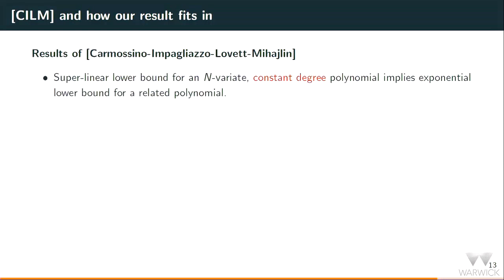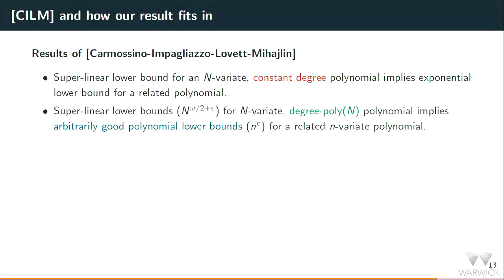the results of CILM. So let me just once more go over the results. This one I had mentioned earlier, which is that if you have a superlinear lower bound for an n-variate constant degree polynomial, then that implies an exponential lower bound. Okay, but our polynomial, even though it's a superlinear lower bound, it's not a constant degree. So this result doesn't kick in.